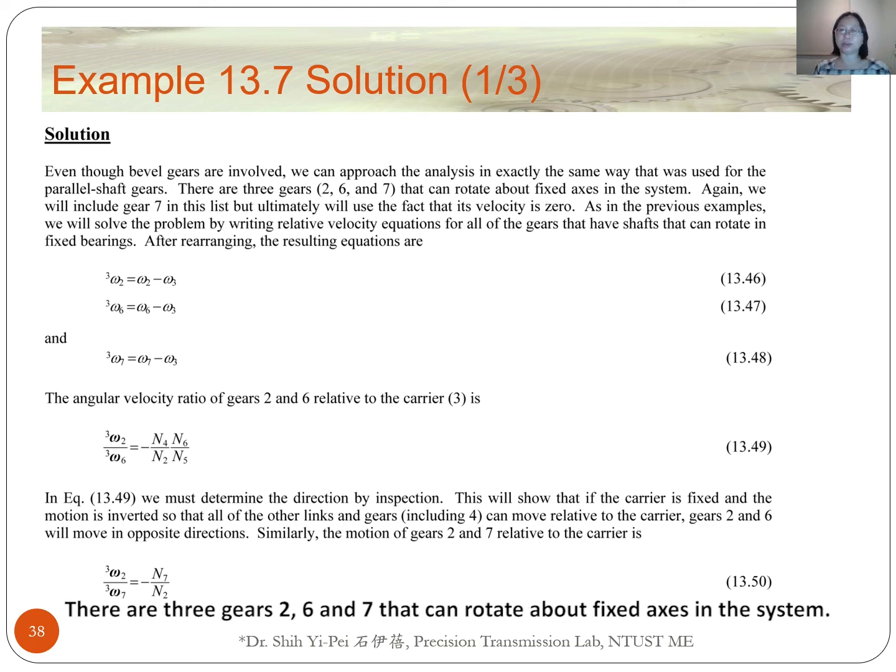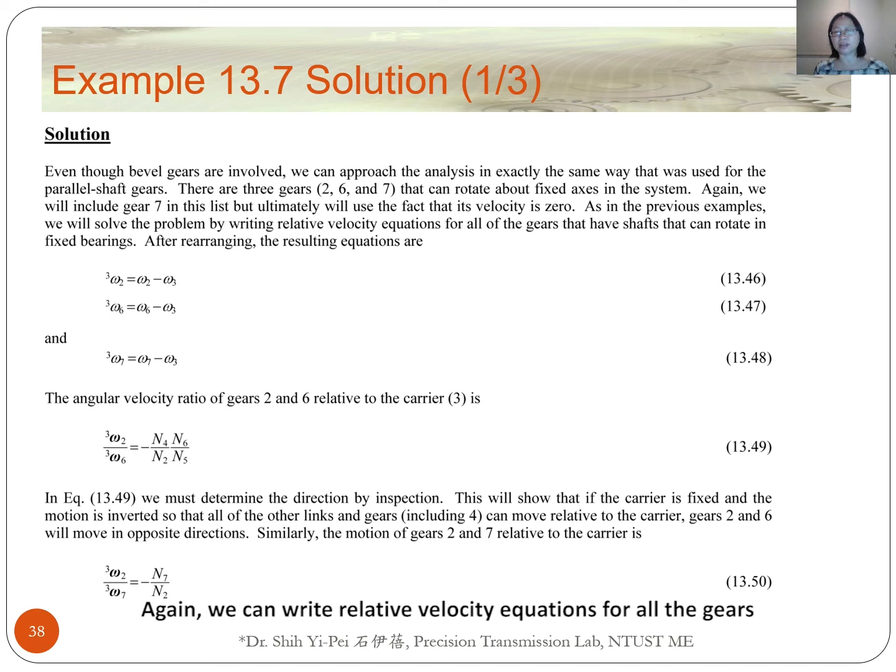There are 3 gears, 2, 6, and 7, that can rotate about fixed axis in this system. Again, we can write relative velocity equations for all the gears that have shafts that can rotate in fixed bearings. They are omega 23 is equal to omega 2 minus omega 3. Omega 63 is equal to omega 6 minus omega 3. And omega 73 is equal to omega 7 minus omega 3.